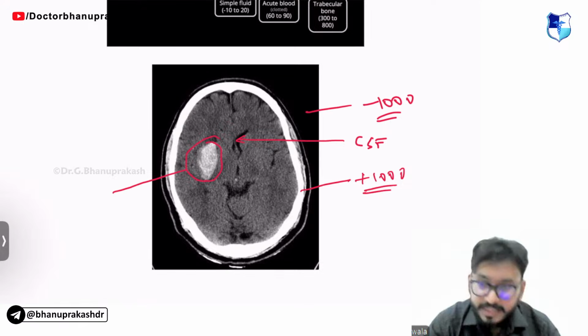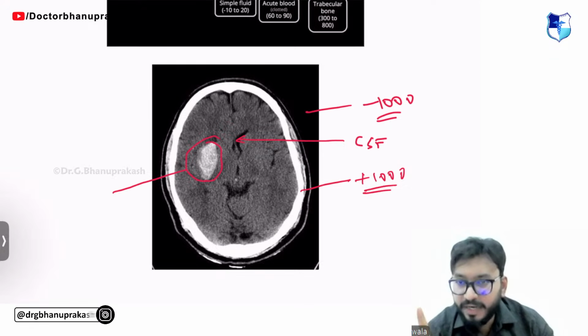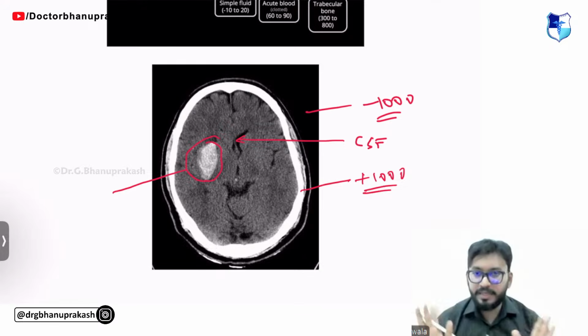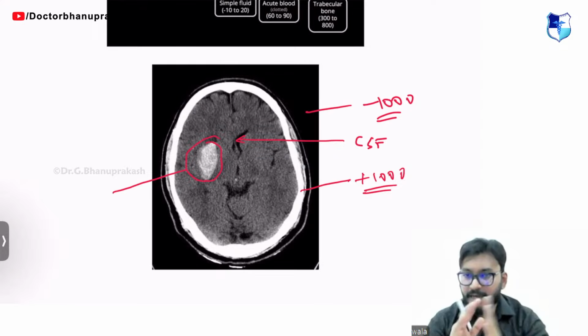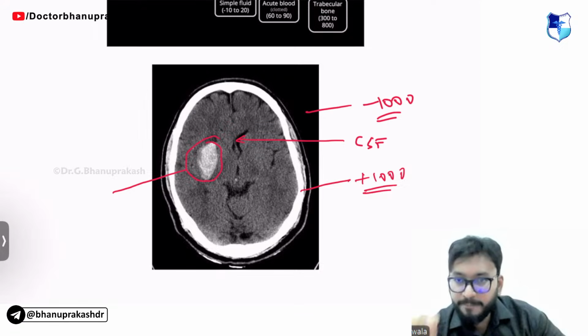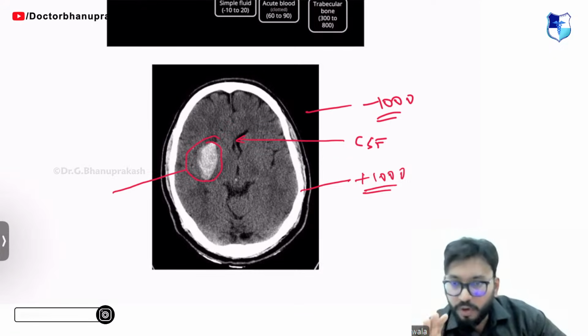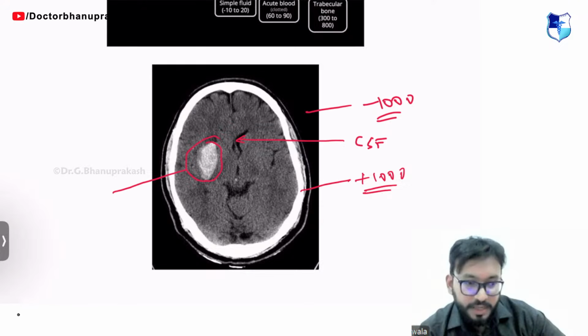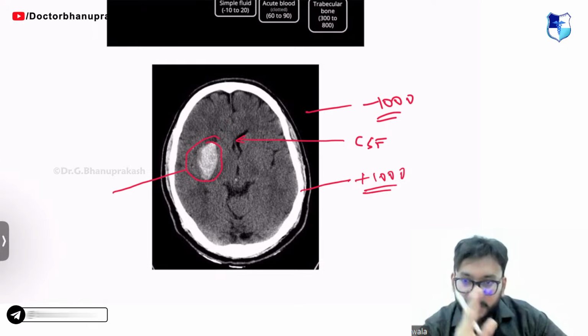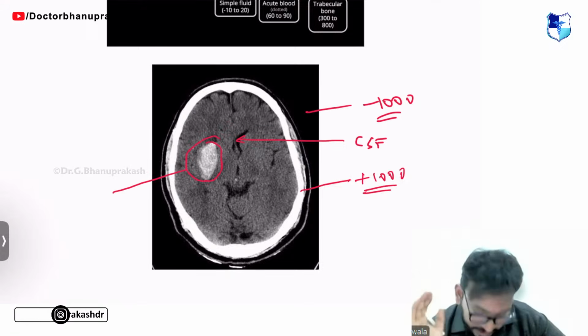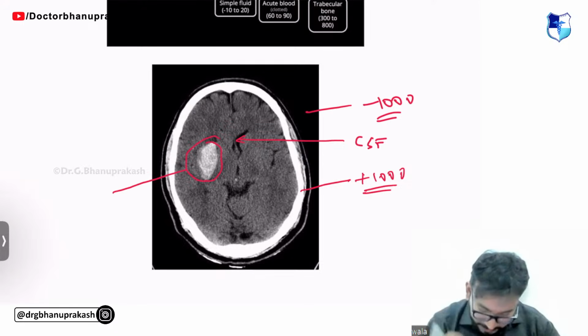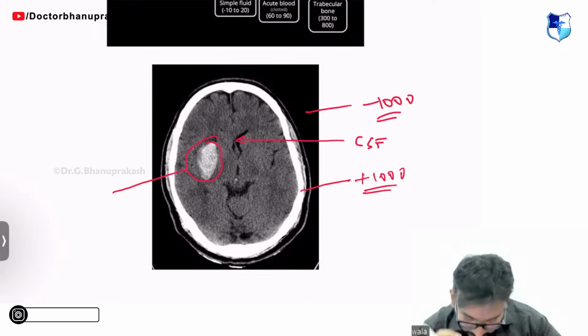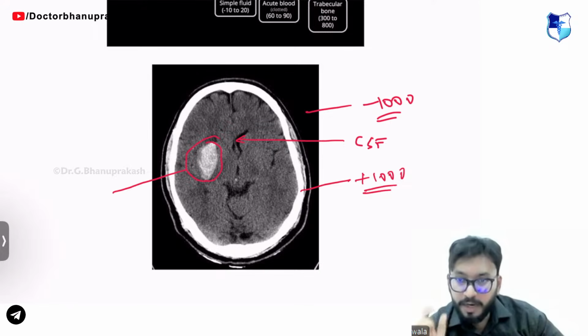Is it white or is it black? It is white. It is hyperdense. It cannot be on the air side of the spectrum. It has to be above water, something that is above water and less than bone, more than water. What do you think in our body is a fluid, a liquid, which is above water but less dense than bone? Absolutely right, hemorrhage. It is blood, guys.